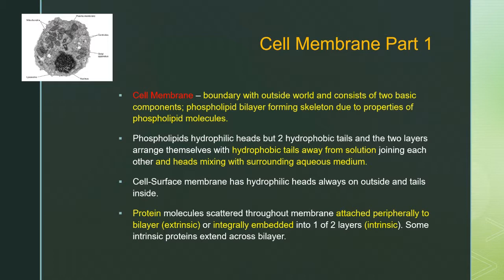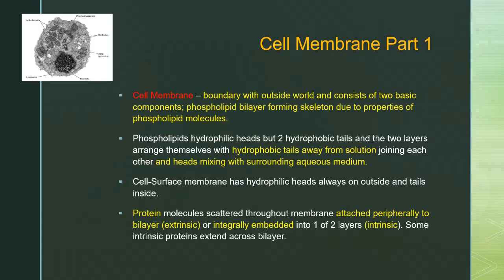If you remember back to our previous video on lipids, the phospholipids have hydrophilic heads and 2 hydrophobic tails, and the 2 layers arrange themselves with the hydrophobic tails away from the solution, joining each other, and the heads mixing with the aqueous solution. Okay, because the tails are hydrophobic and they do not want to be in the water because they're water hating. Hydrophilic heads are, so they will be in the water, or the aqueous medium, I should say. So the cell surface membrane has a hydrophilic head always on the outside and the tails on the inside. That's basically the best way to put it.